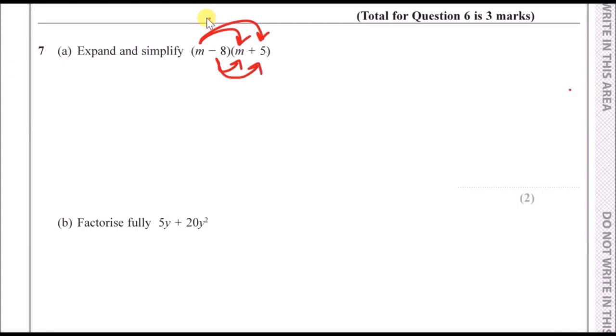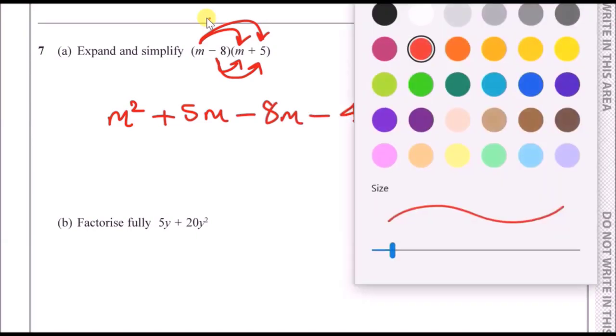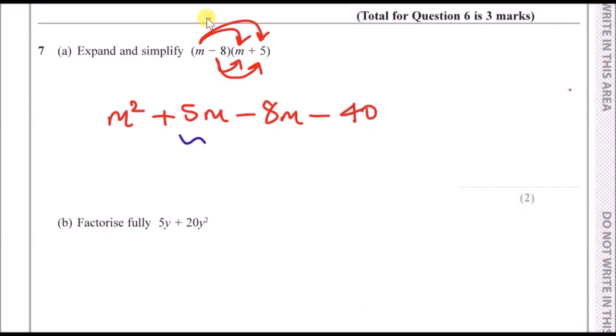Okay, so when you do this, we get m times m, which is m squared, m times plus 5, which is plus 5m, minus 8 times m is minus 8m, and then minus 8 times 5 is just minus 40. Now every time you get to this stage, we always need to simplify the middle 2 terms, yeah?